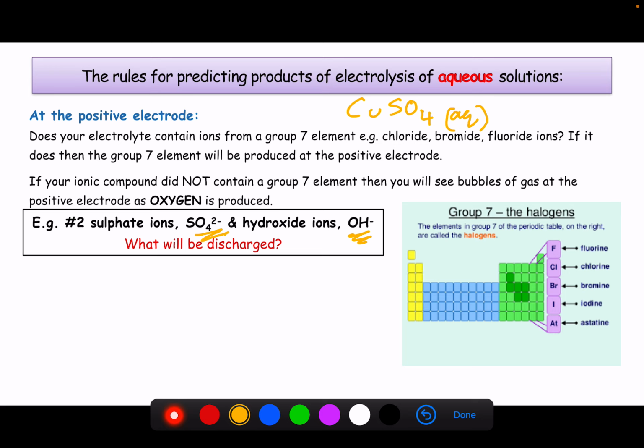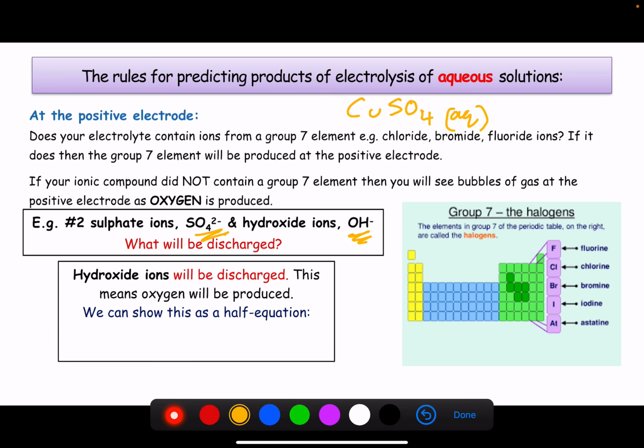Is there a group 7 ion there? Is there a halide ion? Well, no, there's not. Sulfur and oxygen, neither of those are in group 7. So that means our hydroxide ions will be discharged and oxygen gas will be produced. We'll see bubbles of oxygen forming at the electrode.